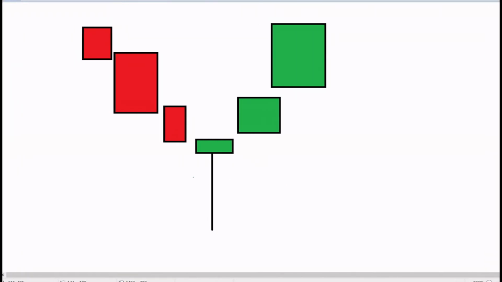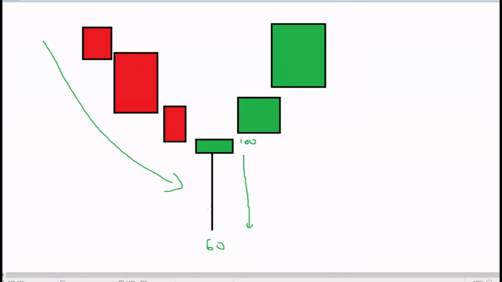Now here is a pictorial representation of a hammer. As we mentioned, the price has to be in a downtrend. Here you see good red candles, which indicate selling pressure. As the price moves downward, on this particular day the price opens at this level, say 100. This is our example, 100, and the price tends to move down to say about 60.